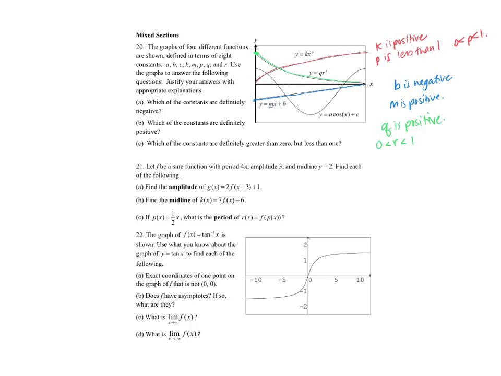And then the last function is this cosine thing. It looks to me like the midline of that is shifted down. Kind of see that? And so that means C is negative. And the A, since it's a cosine, it starts out up and goes down and so on. So that cosine curve is the way it normally is. So that means A is positive.